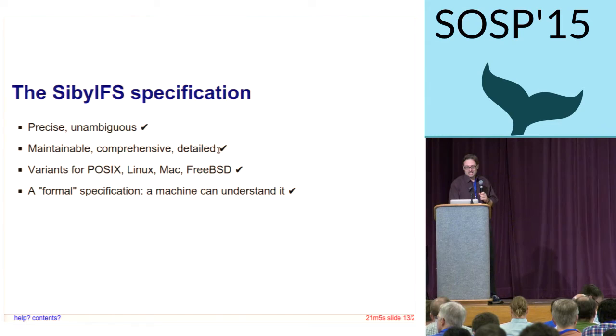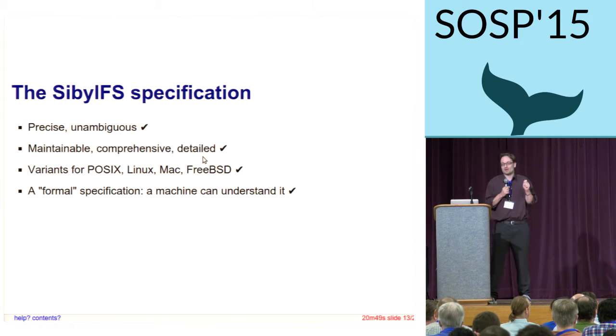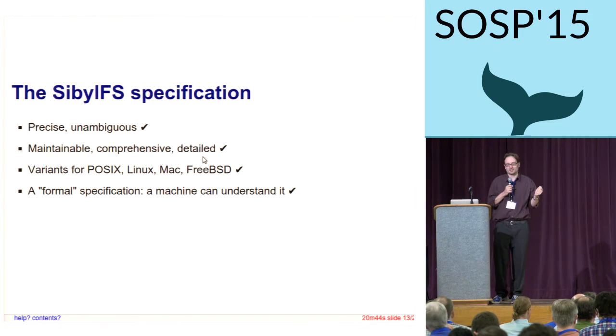So variants for POSIX, Linux, Mac, and FreeBSD. Of course, POSIX is part of the question, but we're also interested in real-world file system behavior. So SibylFS knows about all of the differences between Linux, Mac, FreeBSD, how they differ from POSIX, and these sorts of issues. So it's also a formal specification.